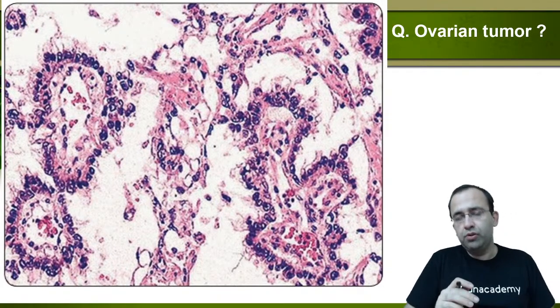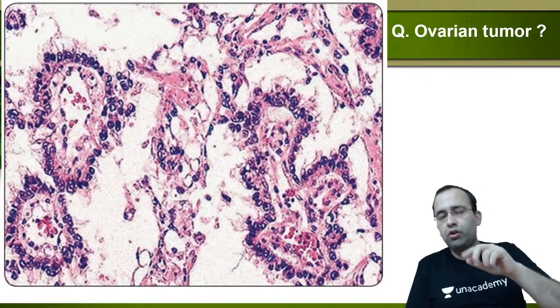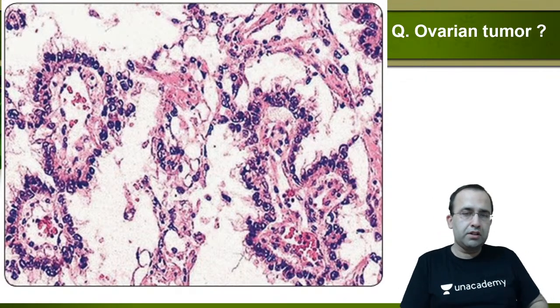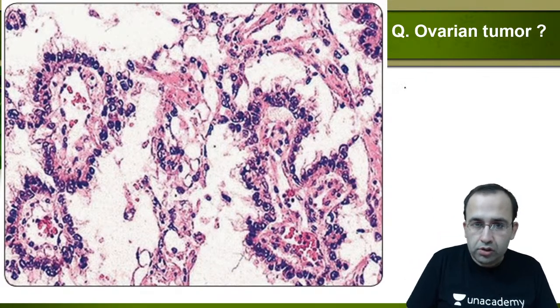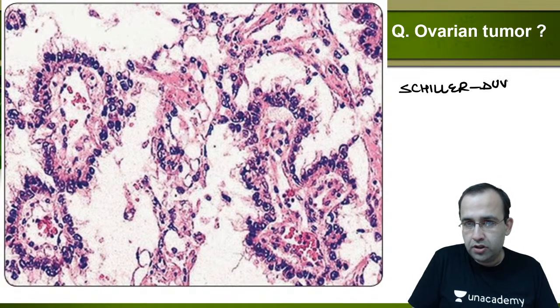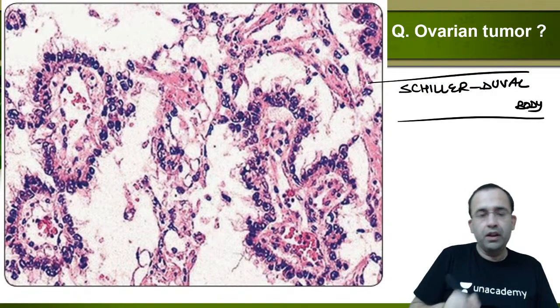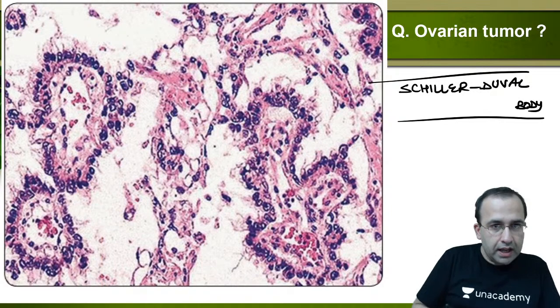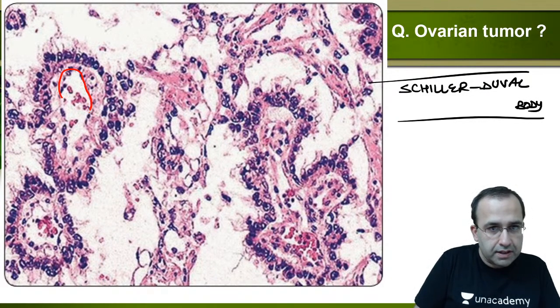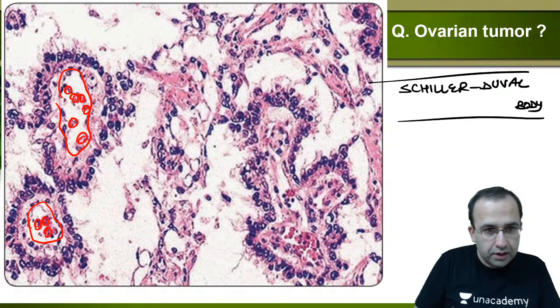Next point, diagnosis. Now, I already told you that if it is not a col external body, and it looks complicated, close your eyes in an ovarian tumor and mark it as Schiller-Duval body. What do we see in a Schiller-Duval body? It has a central blood vessel, because this is the blood vessel. How do I know it's a blood vessel? It is a luminal structure with presence of RBCs in the lumen.